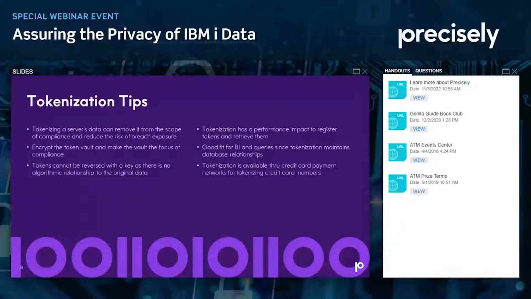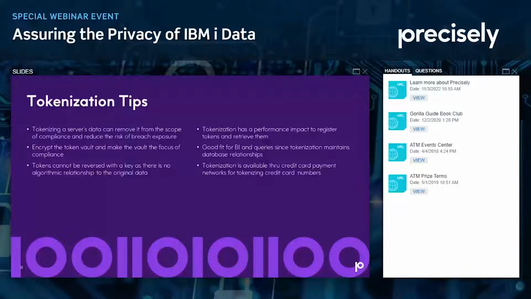So when you're thinking of implementing tokenization, what you want to do is remove that. This is data that you want to remove from the scope of compliance and reduce the risk of it being exposed in a breach. You encrypt the token vault too to make the vault the focus of the compliance. What you're actually going to be compliant with is making sure that those tokens and the vault they live in is encrypted and tokenized. The important thing to remember here is tokens can't be reversed with a key because there's no algorithmic way to get that data back or relationship to that original data.